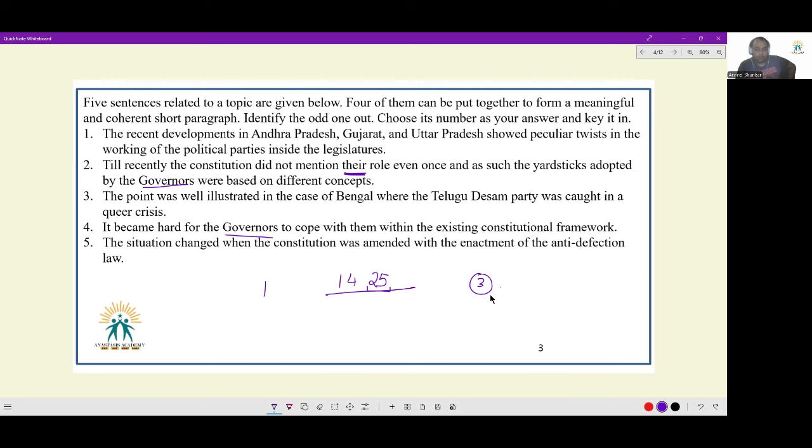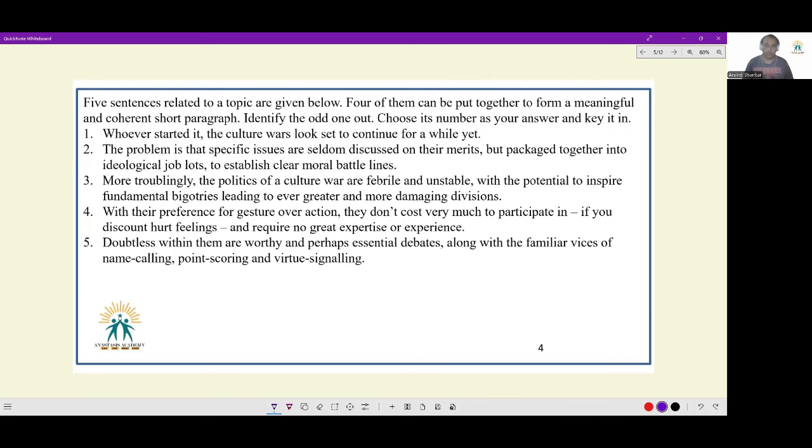The recent developments in Andhra Pradesh, Gujarat, and Uttar Pradesh showed peculiar twists in the working of political parties inside the legislatures. It became hard for the governors to cope with them within the existing constitutional framework. Till recently, the constitution did not mention their role even once, and as such, the yardsticks adopted by the governors were based on different concepts. The situation changed when the constitution was amended with the enactment of the anti-defection law. Absolutely wonderful. 3 has to be the odd one. Okay, next.